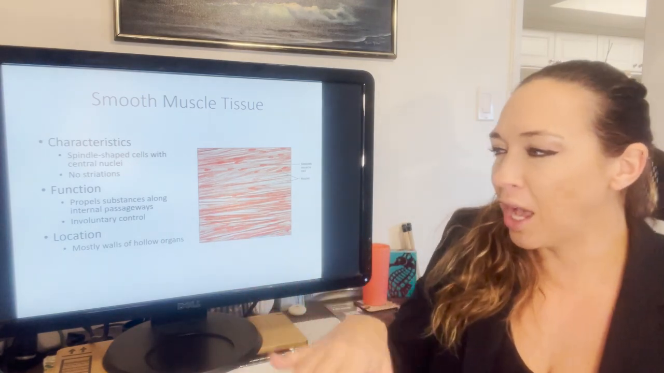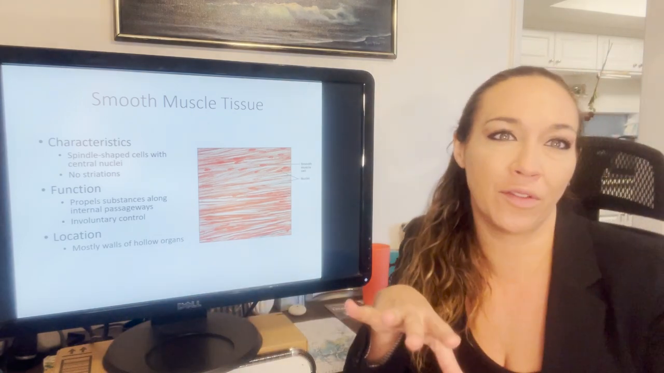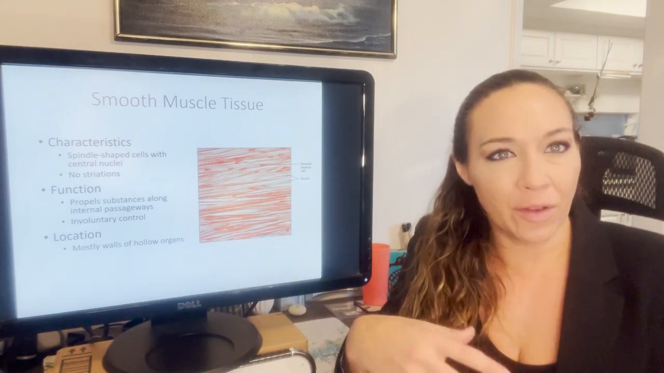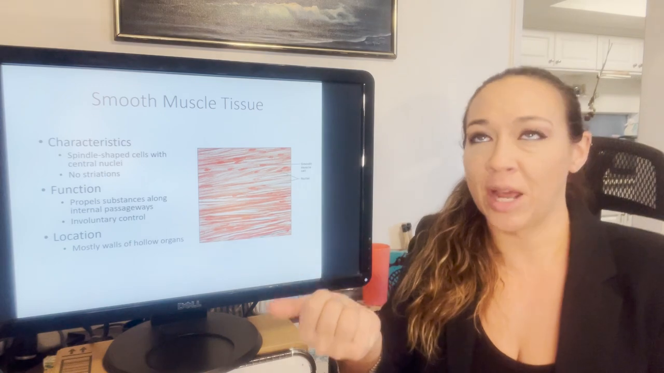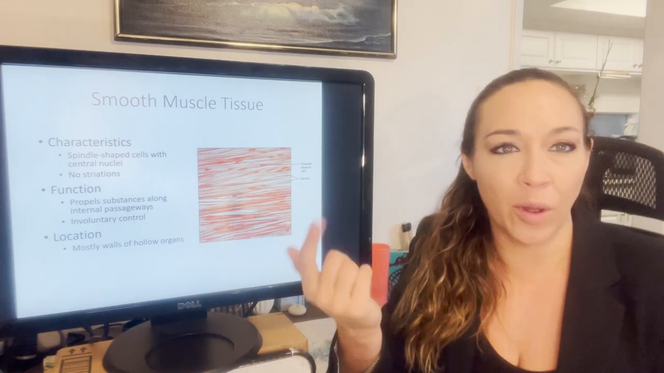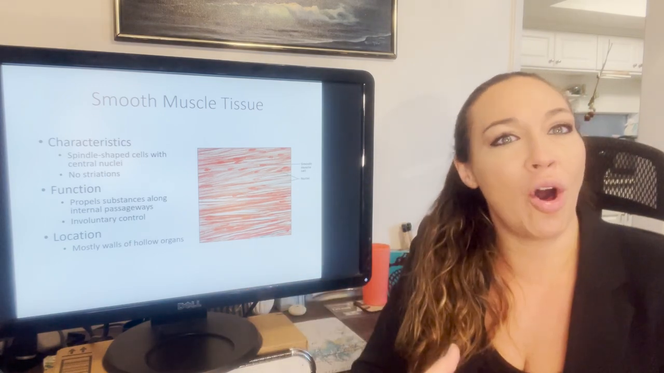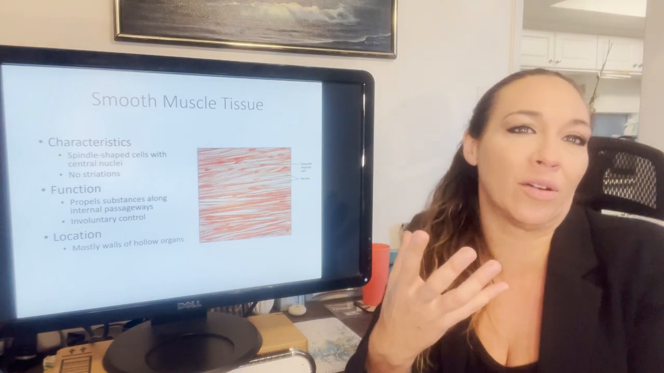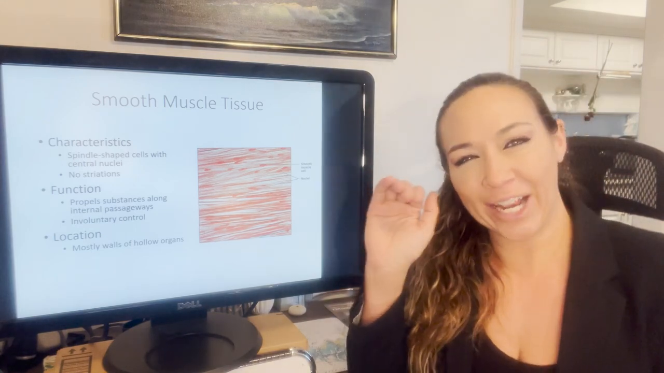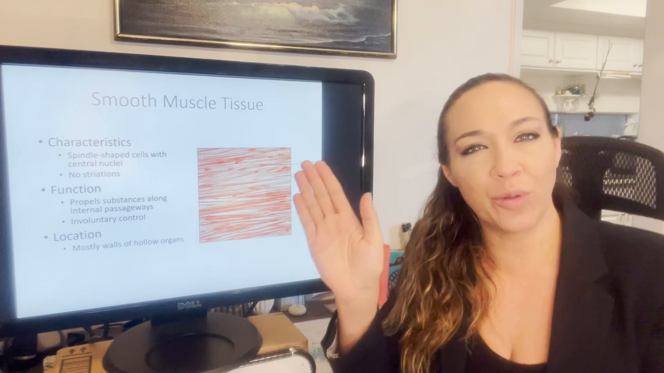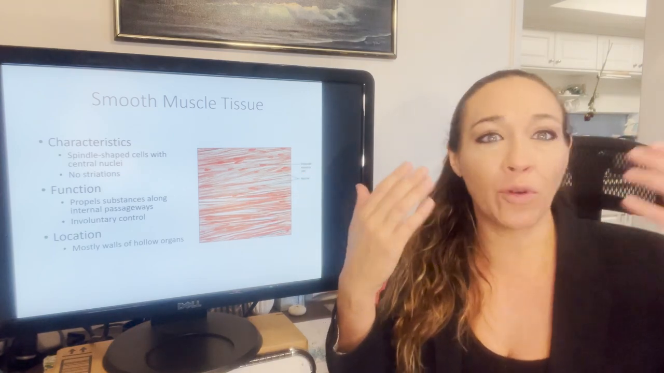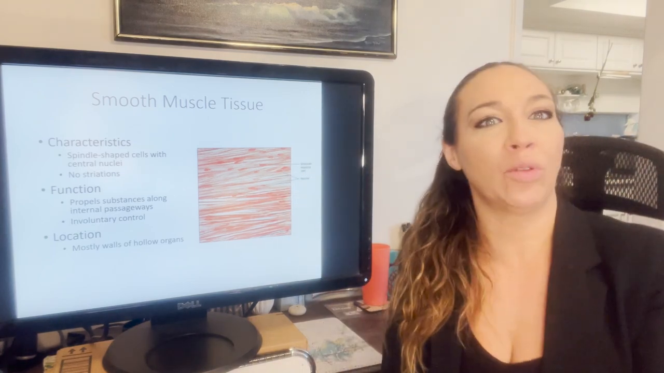But so these guys are going to be found pretty much in the walls of any of your hollow organs. You can think of your stomach, your duodenum, your small and large intestine, right? These are all organs that are hollow essentially. And so that inner lining is always going to be this smooth muscle because again, we want to make sure that whatever we're moving through gets actually moved through.